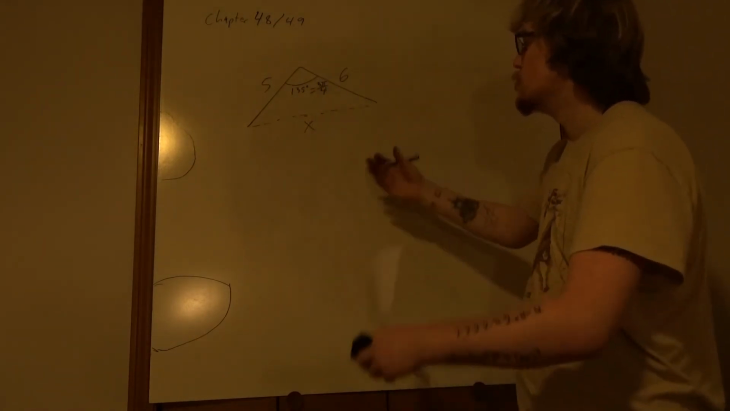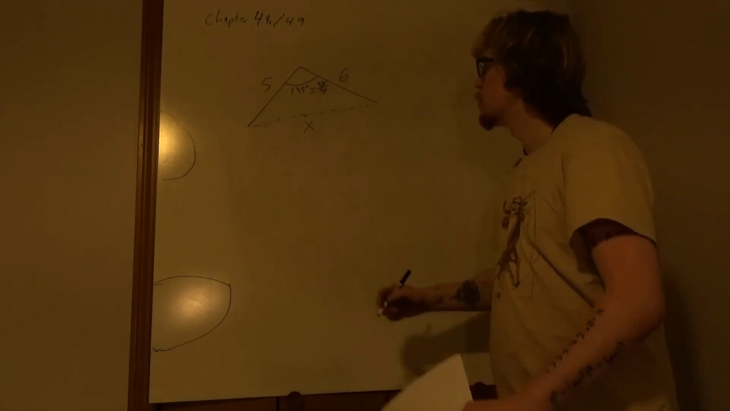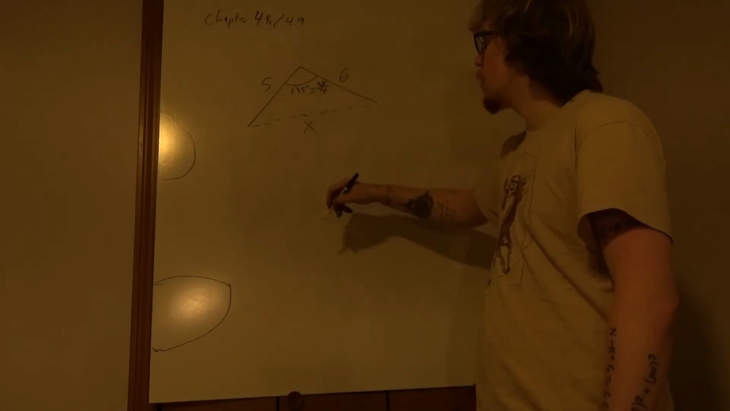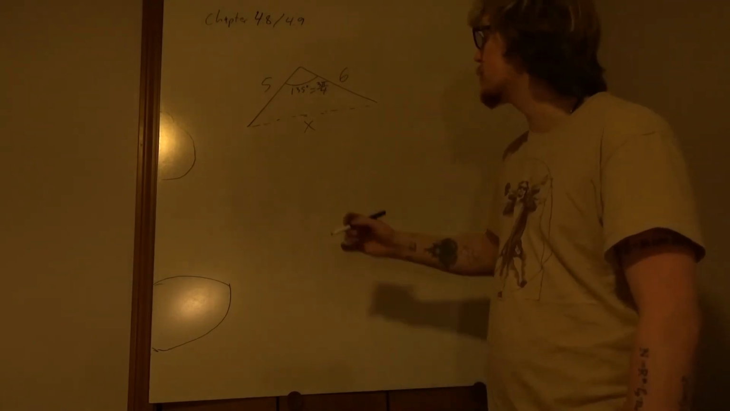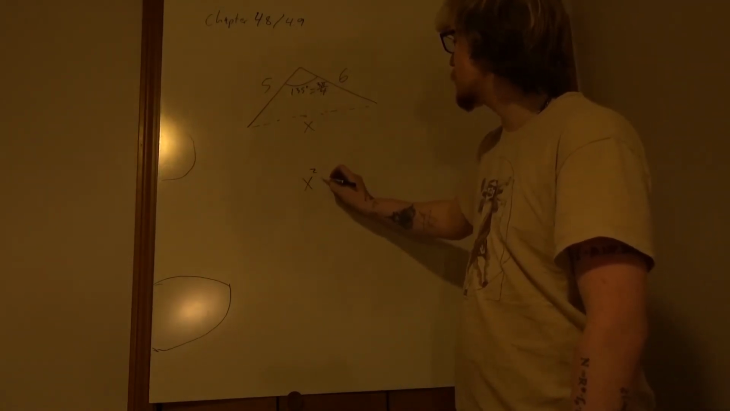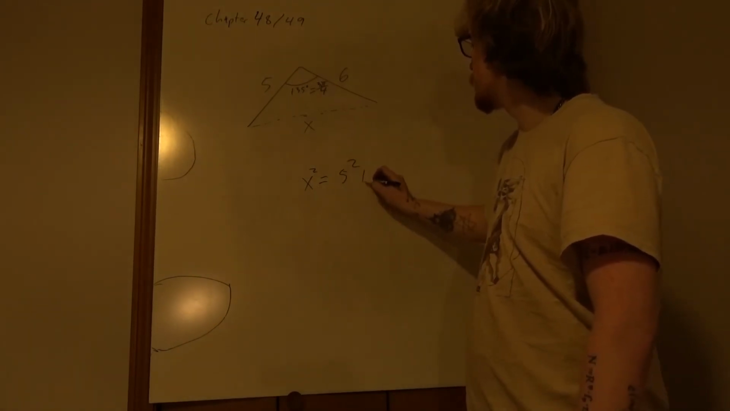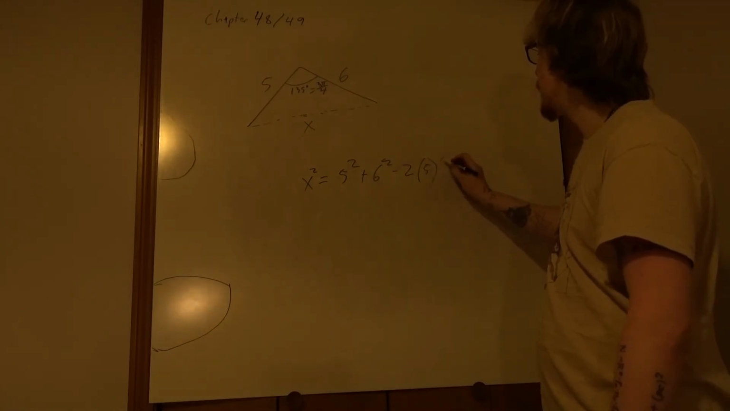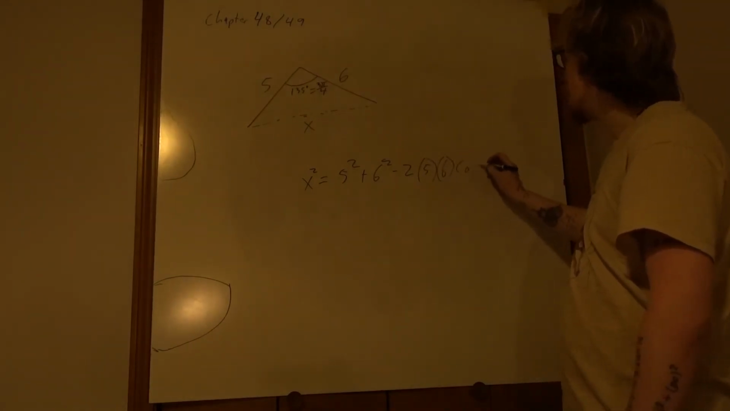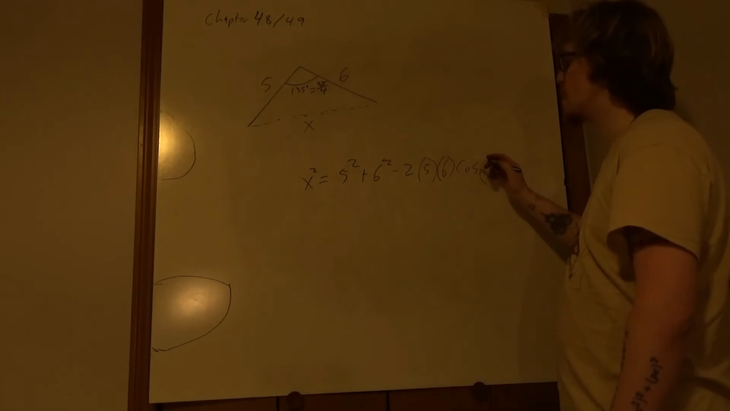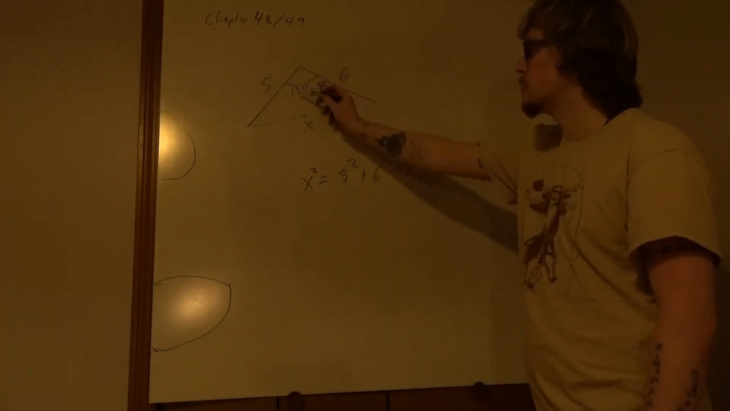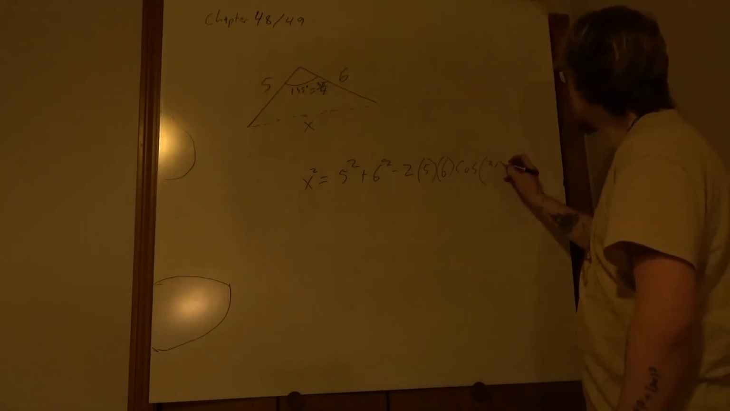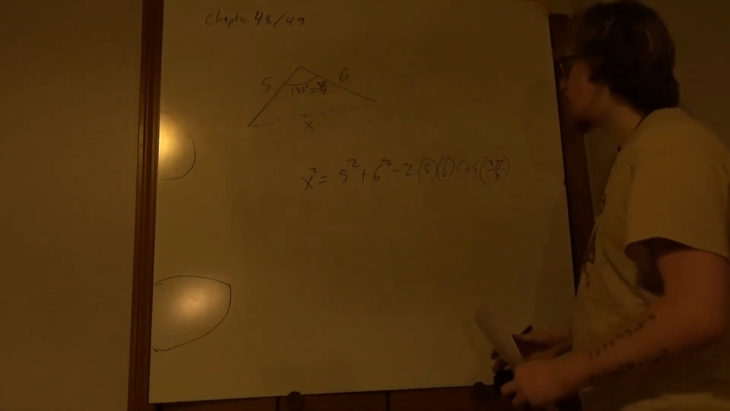And so now we can use the law of cosine. So we know this, and we know this, and we know the angle between them. So the way we would use the law of cosine is we would say that x squared is going to be 5 squared plus 6 squared minus 2 times 5 times 6, all times the cosine of the angle opposite x, which is this one. And that's why I set it up the way I did. So this is the cosine of 3 pi over 4.